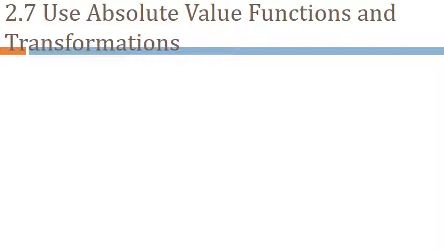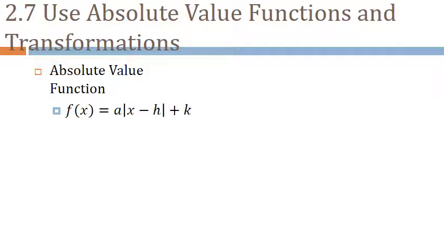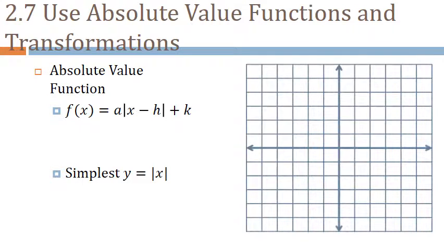Lesson 2.7. Use absolute value functions and transformations. An absolute value function is a function with the absolute value. The general form is f of x equals a times the absolute value of x minus h plus k. The simplest version is when a is 1 and h and k are 0, so it's just y equals the absolute value of x.